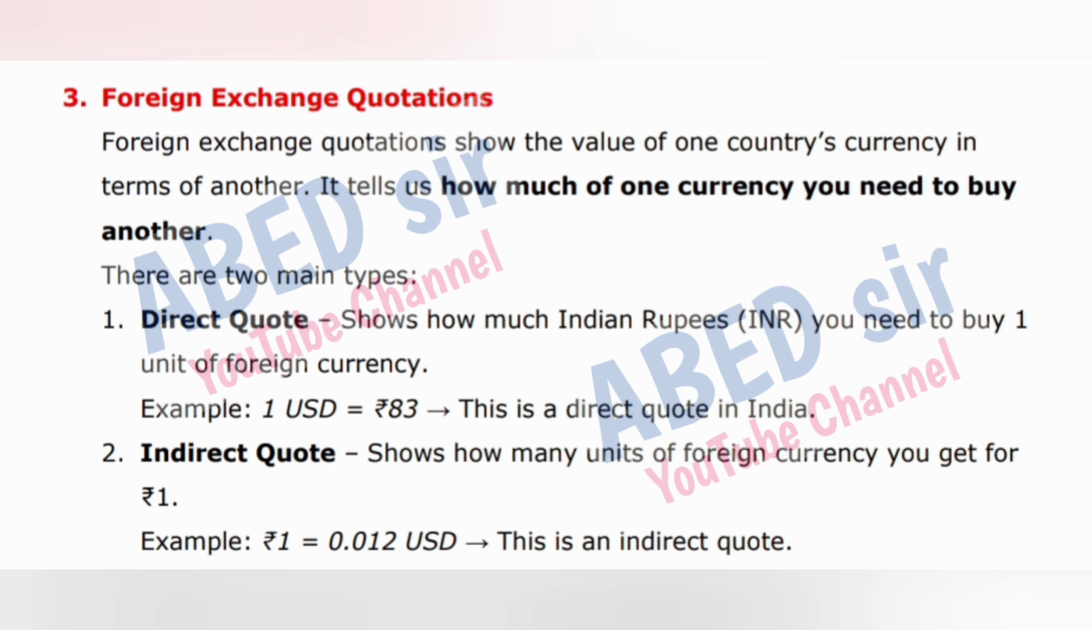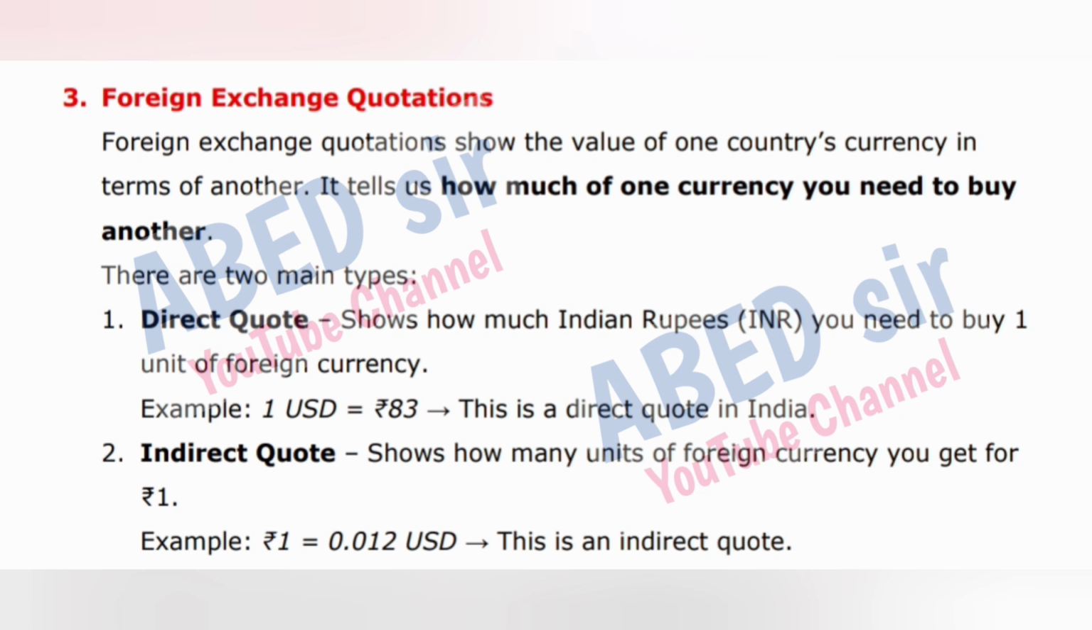Foreign exchange quotations. Foreign exchange quotations show the value of one country's currency in terms of another. It tells us how much of one currency you need to buy another. There are 2 main types. 1. Direct quote shows how many Indian rupees, INR, you need to buy 1 unit of foreign currency. Example, $1 is equal to 83 rupees. This is a direct quote in India.